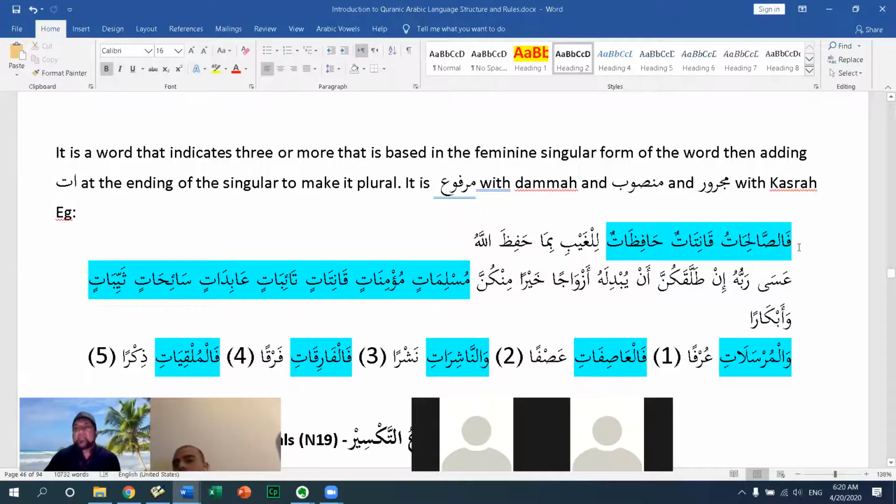All of these are feminine plural that are uniform. They have the alif and the ta at the end that makes them plural. It is marfu' with dhamma. So when it's marfu', like فالصالحات قانتات حافظات are all marfu'.